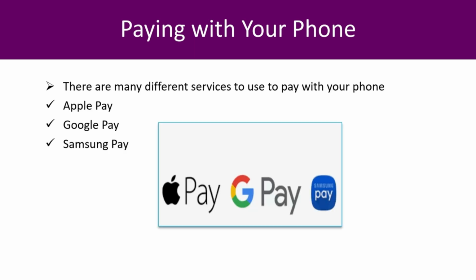Okay, so there are many different services you can use to pay with your phone. You can use Apple Pay, Google Pay, or Samsung Pay. And you'll need to set up your payment method like a credit or debit card in the app. And then when you're in the store, you can simply tap your phone to a compatible reader to make a payment.